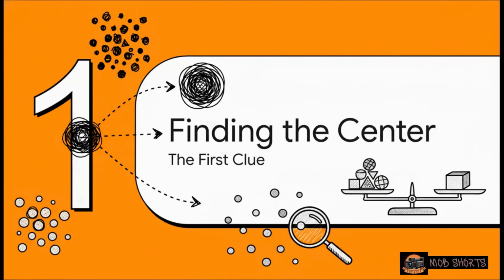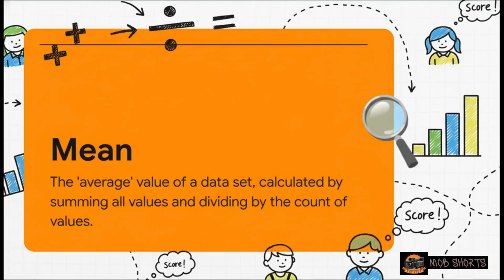Well, the first step is to find some kind of center for each class's data. We're on the hunt for a single number, just one, that can give us a feel for a typical score. This is going to be our very first clue. Okay, our first tool for this is one you've definitely heard of. It's the mean. It's just a fancy word for what we all call the average. You know the drill, right? You add up every single score in the class, and then you just divide by the number of students.